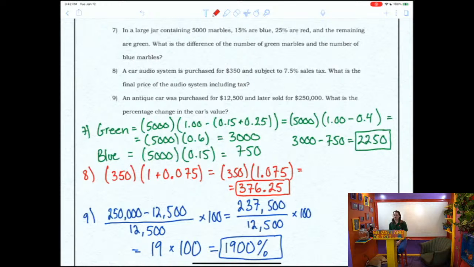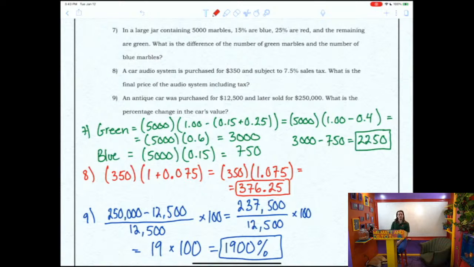And number 9, if we have an antique car that was purchased for $12,500 and later sold for $250,000, what is the percentage change? We're going to use final minus initial divided by initial times 100. So the final value, 250,000, minus the initial value of 12,500, quantity divided by 12,500, quantity times 100 if we want our answer to be in percentage terms.